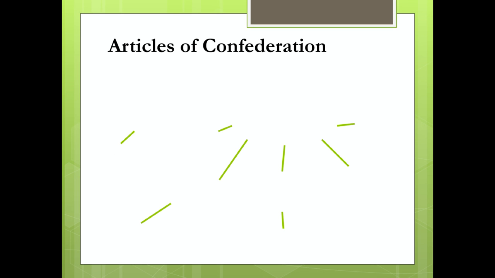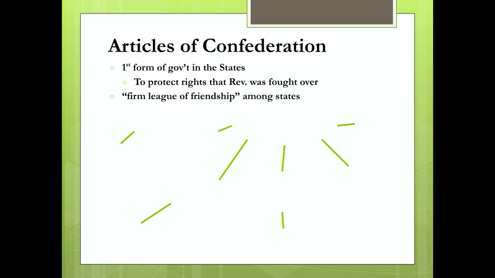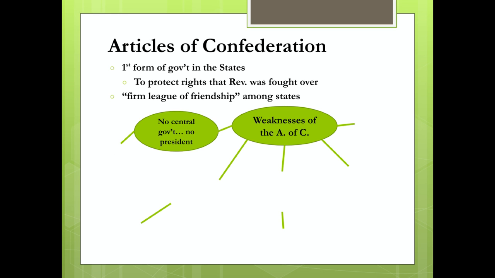So let's look at the Articles once again. Remember that the Articles of Confederation was the first form of government in the states. It was initially the first constitution. It was mainly set up to protect rights that the revolution was fought over. It would firm up a league of friendship among the states. And then we realized that once this document was in place, that it had a lot of issues, a lot of problems. And we've discussed these in previous lessons. So we're going to run through these pretty quick. If you don't know them or you need to jot them down on your note sheet, you may do so at this point. But let's look at these.